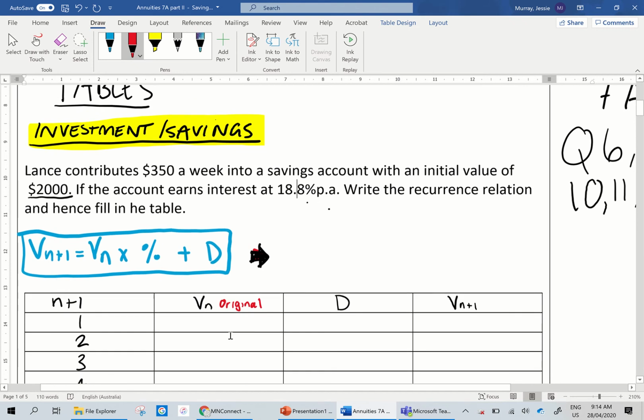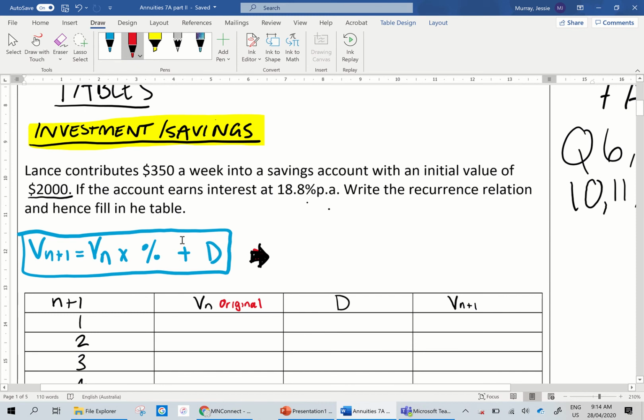It says Lance contributes $350 a week into a savings account. The initial value of that account was $2,000 and he earned 18.8% interest per annum. First it wants us to write a recurrence relation for that and then fill in the table. So what does that mean?